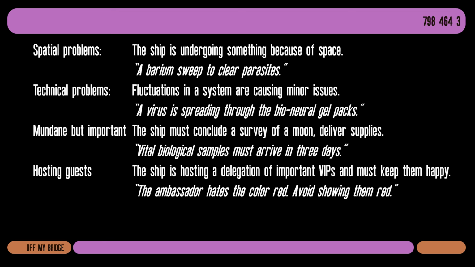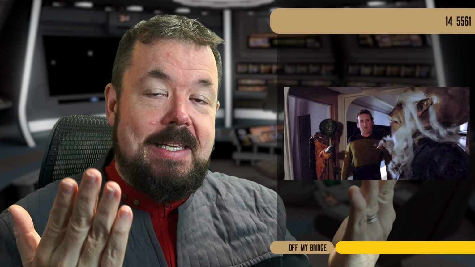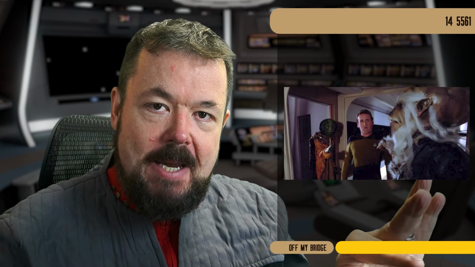Hosting guests. The ship is hosting a delegation of important VIPs and must keep them happy. The ambassador hates the color red. Avoid showing them red. This is similar to the situation of the PCs hosting a conference, except the difference here is that the PCs hosting the conference are dealing with an individual and an individual problem. When it's the ship hosting a conference, it's multiple individuals that are causing multiple problems. And these problems are going to crop up all over the place. Just think of that classic TNG episode where you had the two delegates that were trying to kill each other and had to be kept separate at all times.